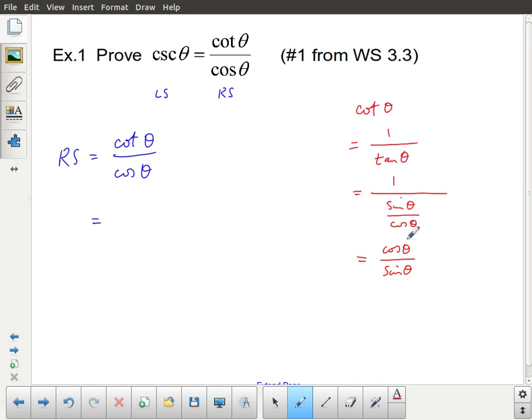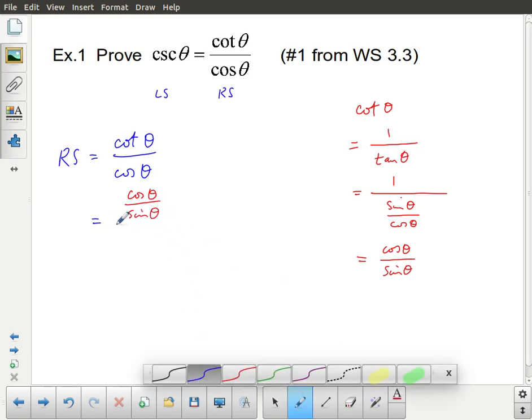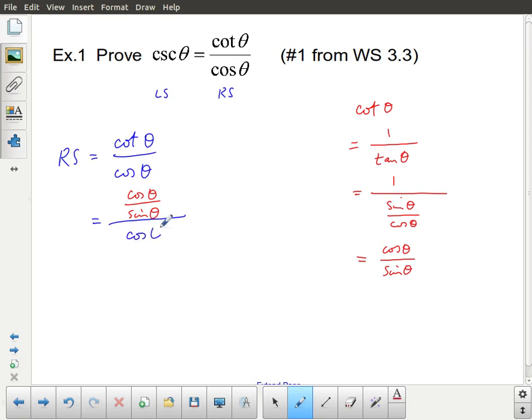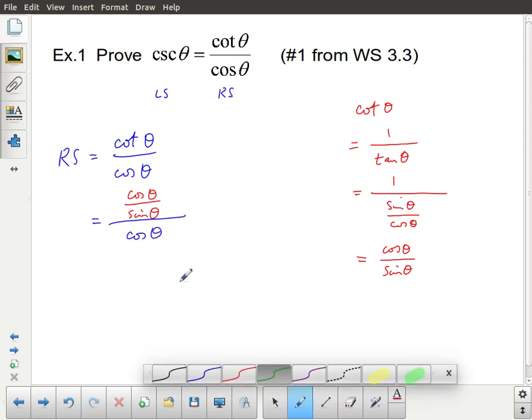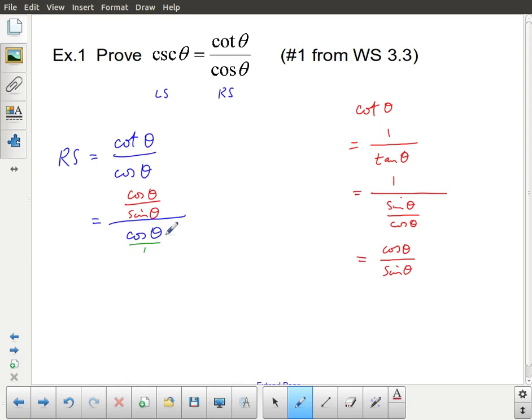So cotangent is just the reciprocal of tangent. Since tangent is sine over cos, cotangent must be cos over sine. So I get cos theta over sine theta, and that's still divided by my original denominator, which is cos theta. I remember that this denominator is the same thing as cos theta over 1. I just remember that it can be represented as a fraction, because that's going to allow me to multiply by the reciprocal of that fraction, which is 1 over cos theta.